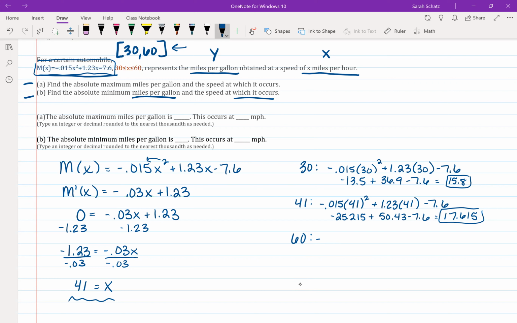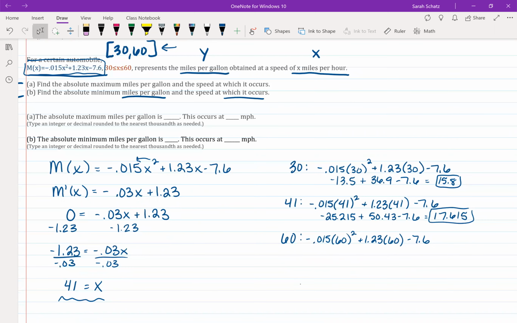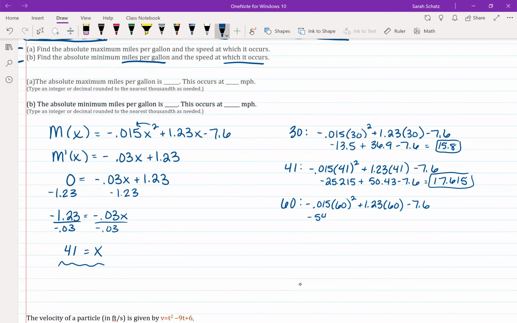Oh, hold on. Okay, on this one I have negative 0.015 times 60 squared plus 1.23 times 60 minus 7.6. Let's see what we get here. So 60 times 60 times 0.015. You guys, here I get negative 54 plus 73.8 minus 7.6. And I get 12.2.